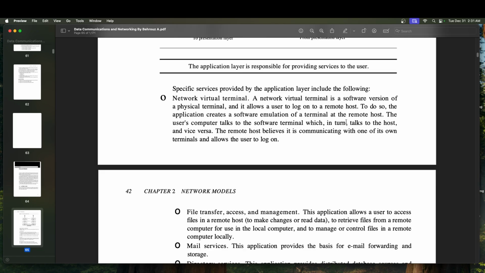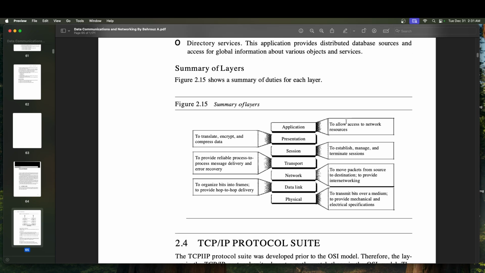So, to sum it up, let's see the summary. First is the application. The stack behaves in a different way at the receiver level than at the sender side. Now this is when I'm on the sender side.